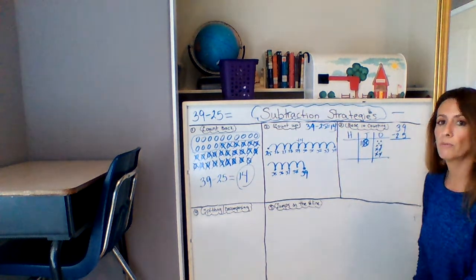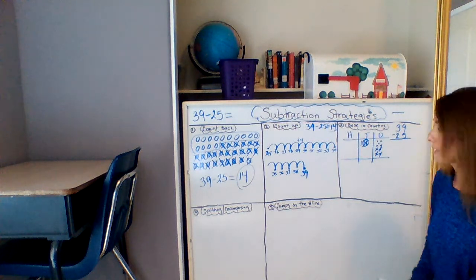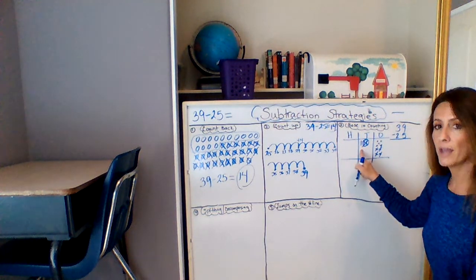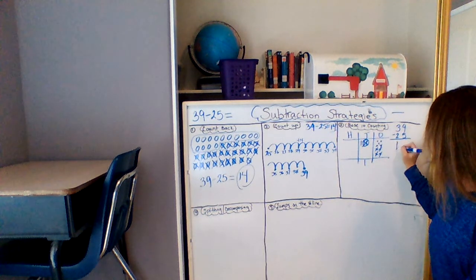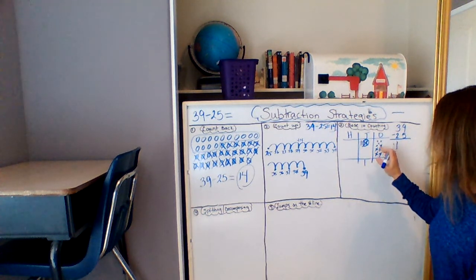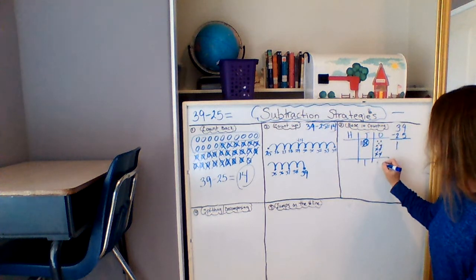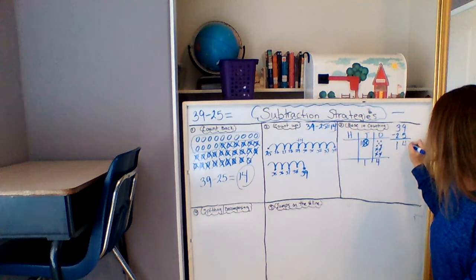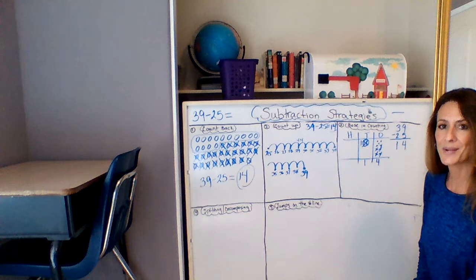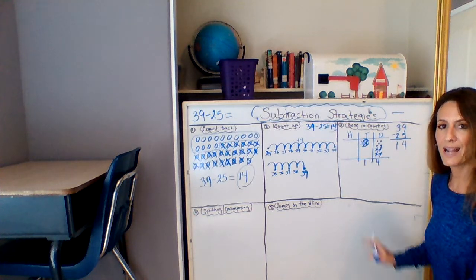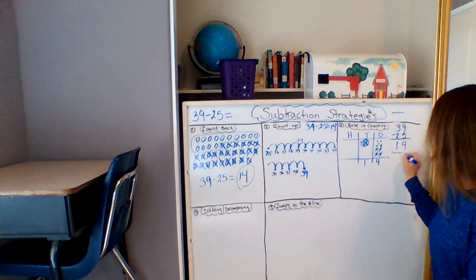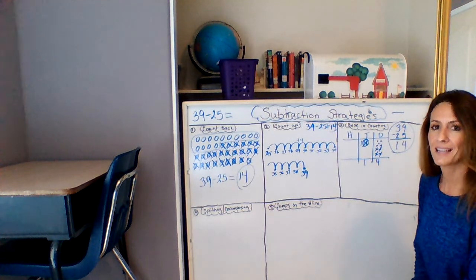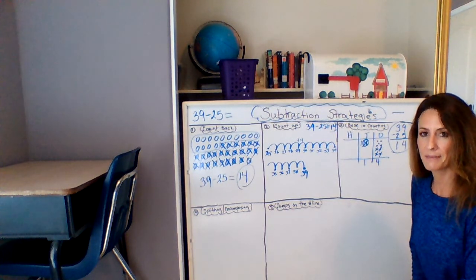Okay, and what we're doing is we're writing down what's left over. In our tens place, we can see that we have one group of 10 left. In the ones place, we can see that we have 4 ones left. So you can see that our answer is 14. 39 minus 25 equals 14. That's what it looks like with base 10 counting.